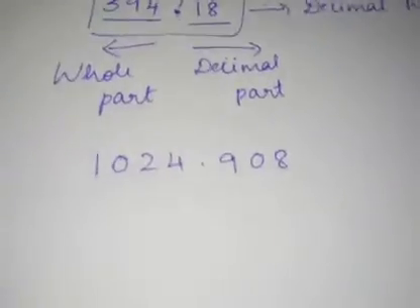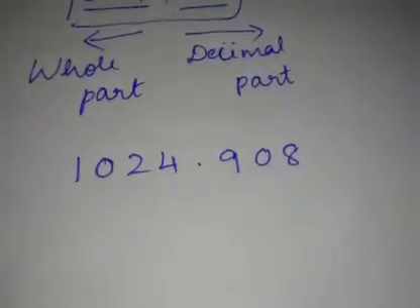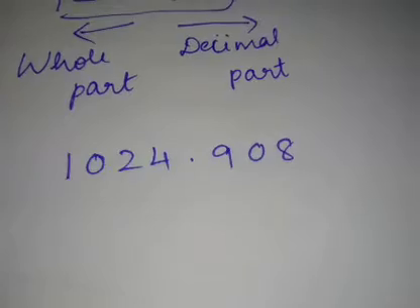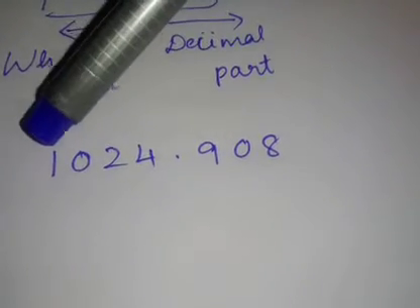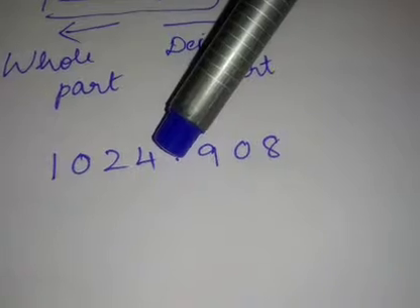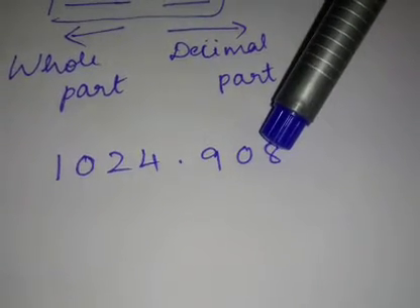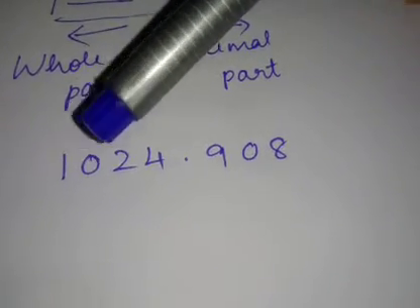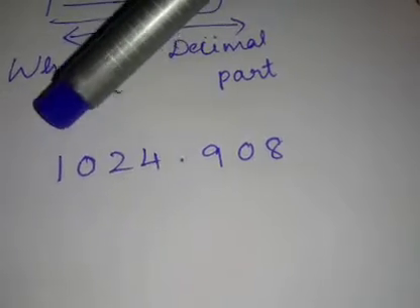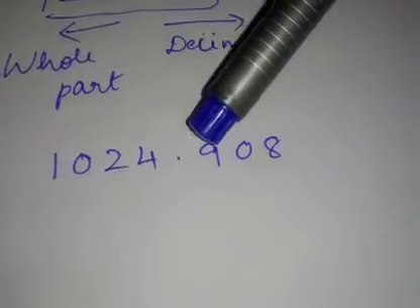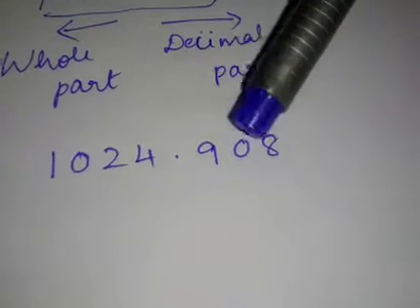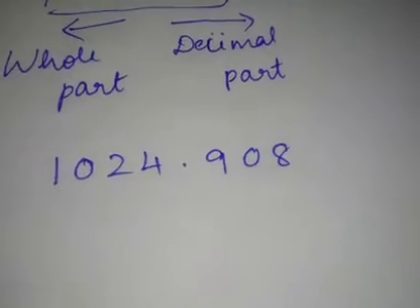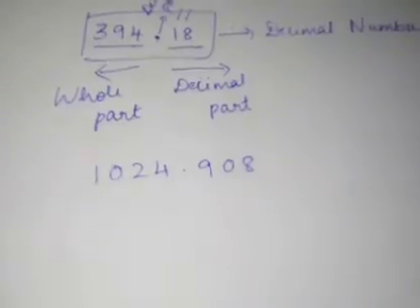Actually, this is one decimal number. Why is it a decimal number? Because it has a whole part as well as a decimal part, right? So how will you pronounce this number? 1024.908. Okay, did you understand the difference in how I am pronouncing? It is 1024 because it is a whole part, so I pronounce it like this, and 0.908, you pronounce individually. Why? Because it belongs to the decimal part. Now you understand how to pronounce it.